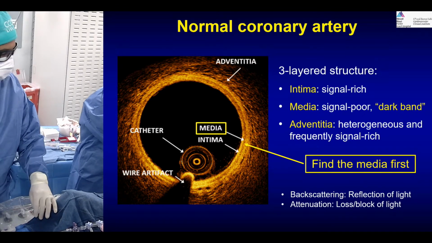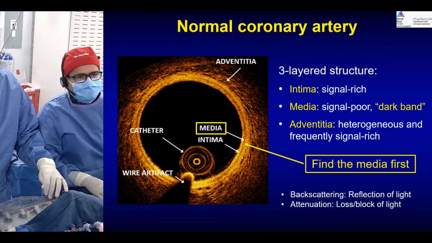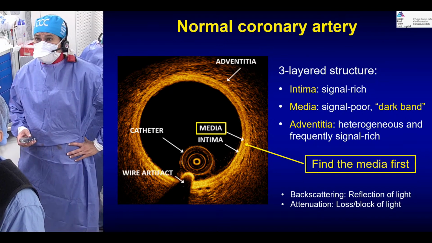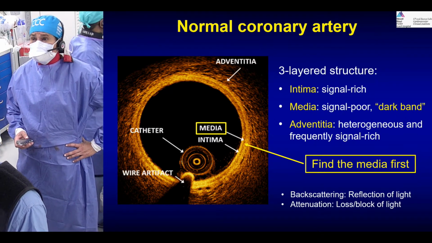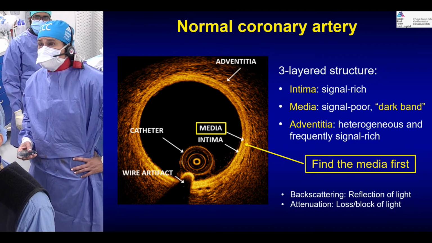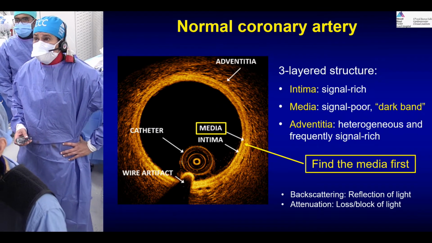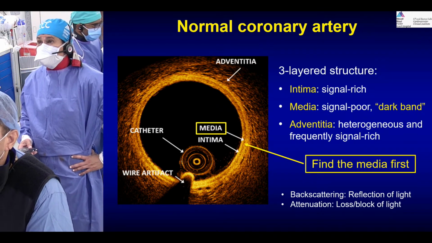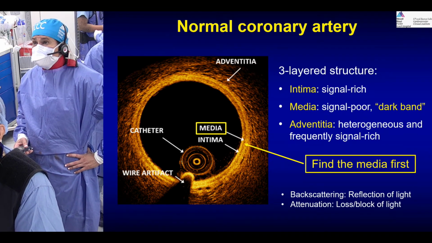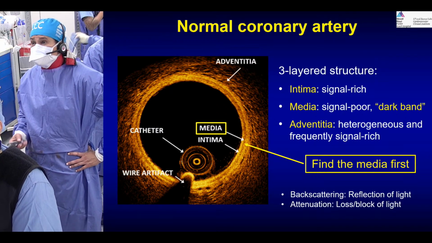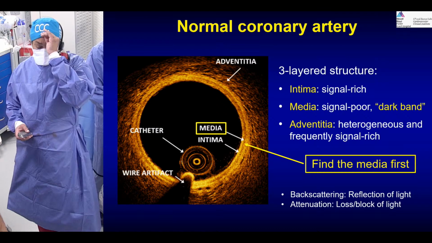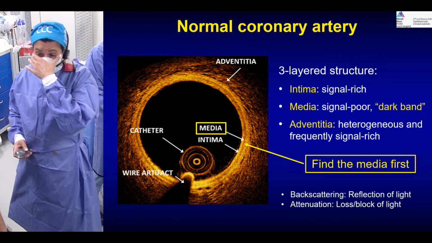So this is how I think a normal coronary artery should look. Like I say, always keep looking at these so-called normal images. You keep looking. The first thing is you look for the media, where you see a dark band, signal poor. Intima is signal rich, which means you look at white, and adventitia is in between.